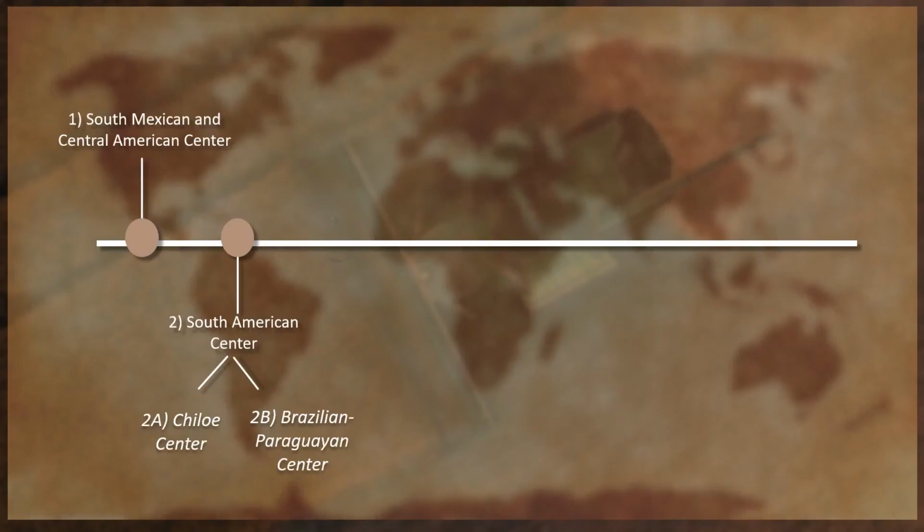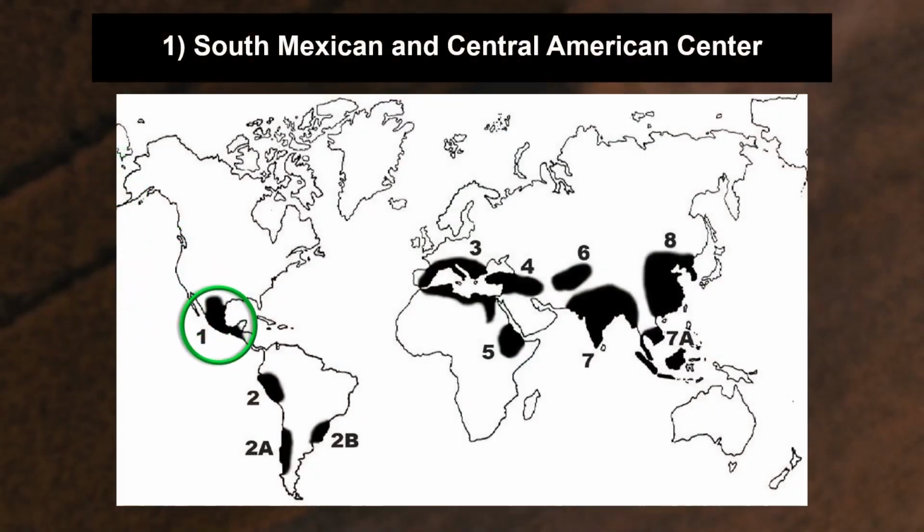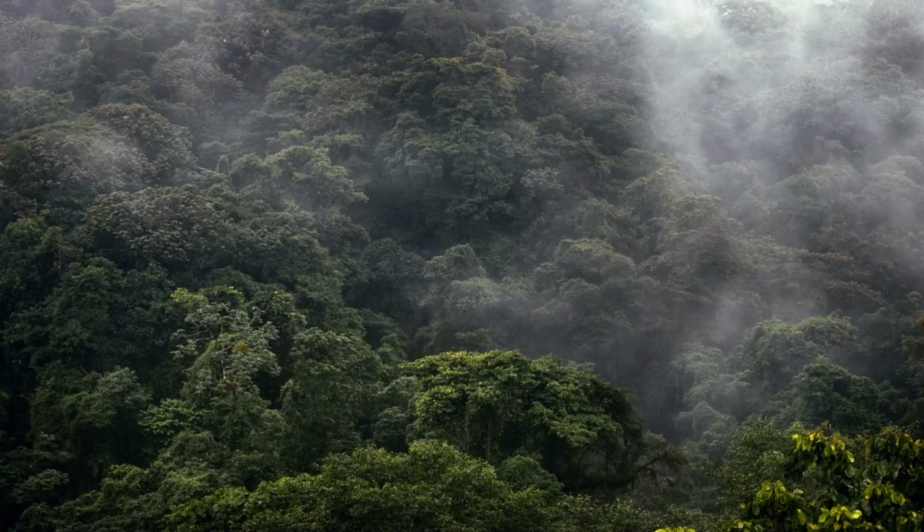In the same way, it is indicated by its numbering. So, coming to the first center of origin, cell number 1, that indicates the South Mexican and Central American center. It includes the southern section of Mexico, Guatemala, Honduras and Costa Rica.